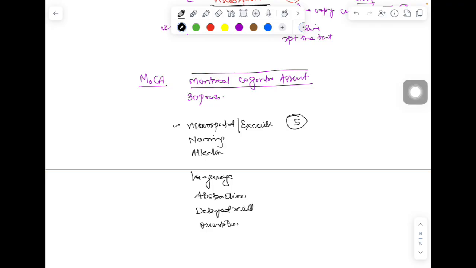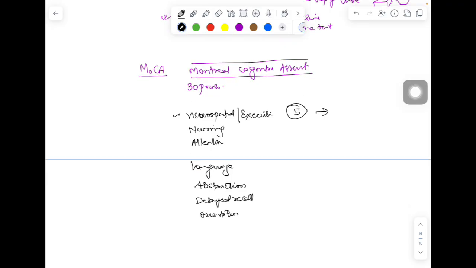So executive function or visual spatial takes 5 score. If we know this, good to know. Like trail making, we'll say okay, take the table of 3 and put alphabet in between: 3A, 6B, 9C, 12D, like this. If he's making the trail, sound for that, 5 marks. Copy the cube, make the clock which reads about 3 p.m., 3:30. So these are visual spatial. Naming the animal, again 3 marks.